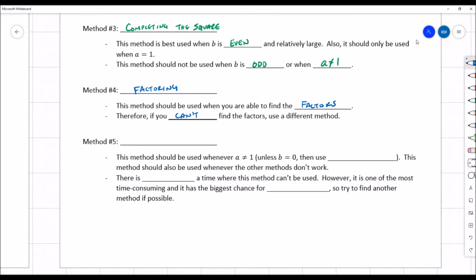The last method is the quadratic formula. This method should be used whenever a doesn't equal 1, unless b equals 0, then we use square roots.